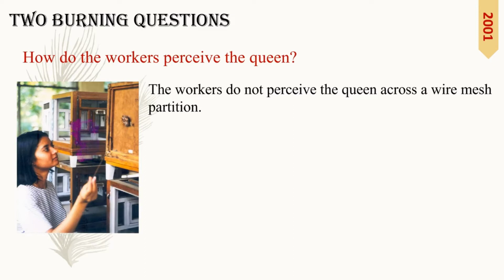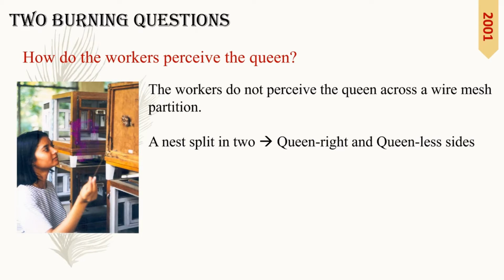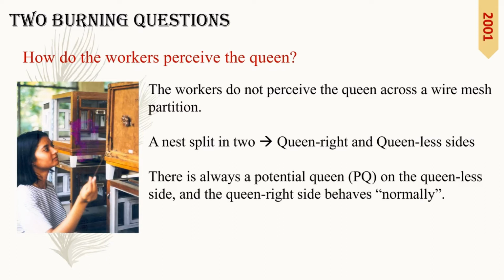Now, Sumana was asking this question of how do the workers perceive the queen. So she was doing this experiment in which she showed that the workers do not perceive the queen when the queen is across a wire mesh partition from them. So what she had done was she had taken a nest and split it in two. One side had queen and half the workers, the other side had only the remaining half of the workers. We call this the queen right and the queen left sides. And we always found a potential queen on the queen left side of the nest. So there was a mesh in between.